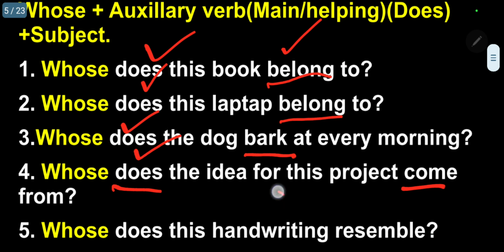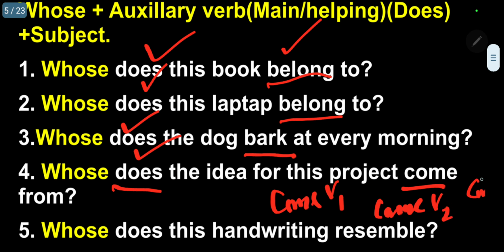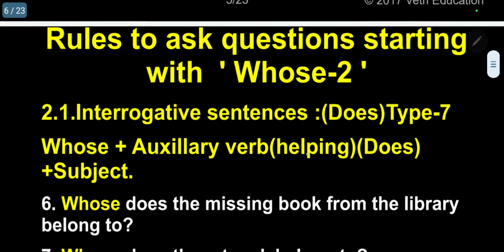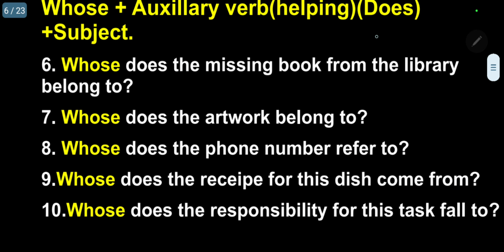Come, you know already, it is the V1 verb. Came is V2. And come again is V3, the past participle. That's why it appears as a main verb. The last one: who does this handwriting resemble? Resemble is the main verb, does is the auxiliary. Please follow. The next one.